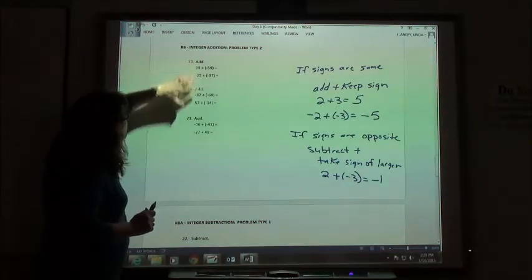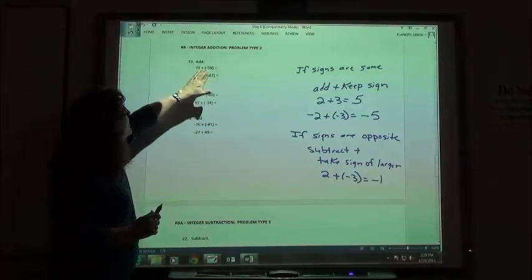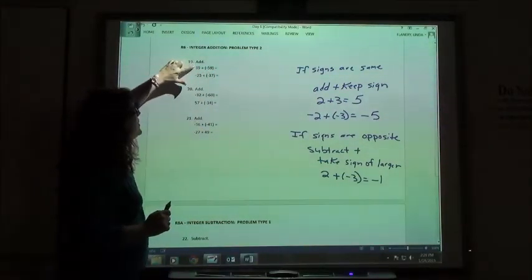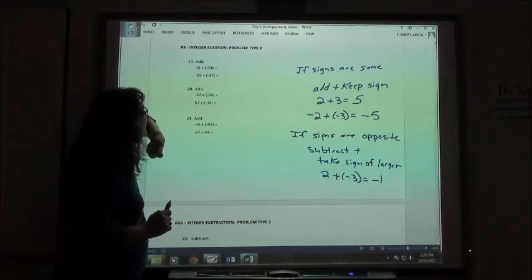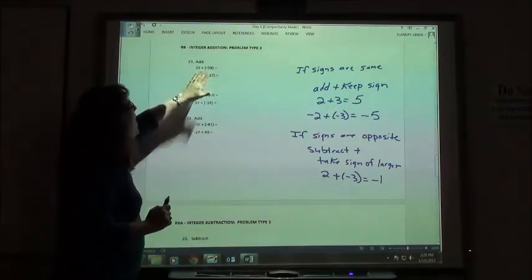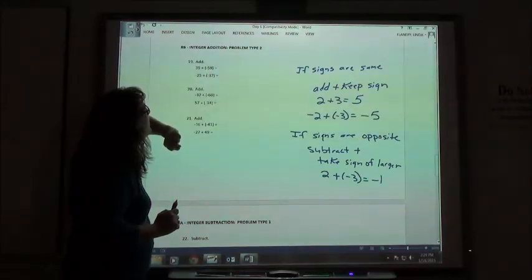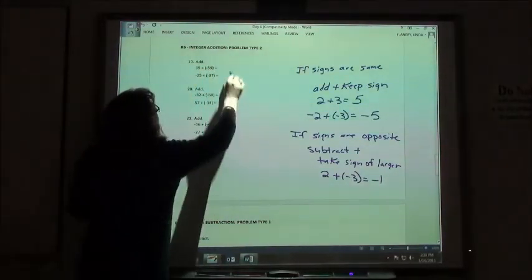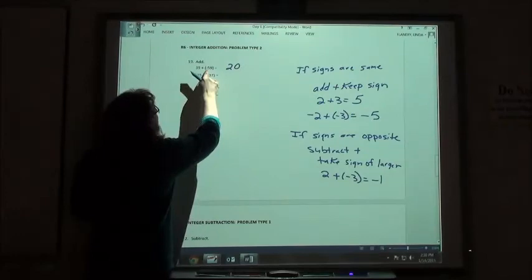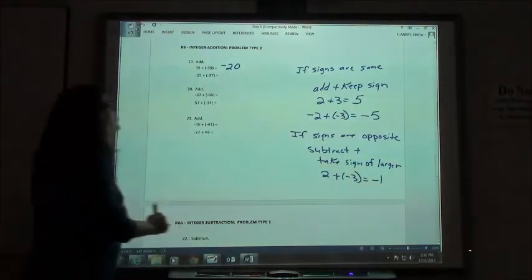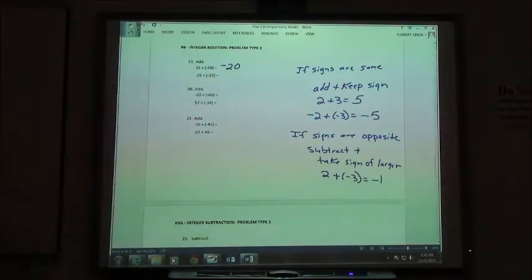So now if I have bigger numbers here, 39 plus negative 59. 39 is positive. Obviously, negative 59 is negative. I have opposites. I have $39, but I owe you $59. I'm going to subtract, which is 20, and take the sign of the bigger one, negative. So 39 plus a negative 59 is negative 20.